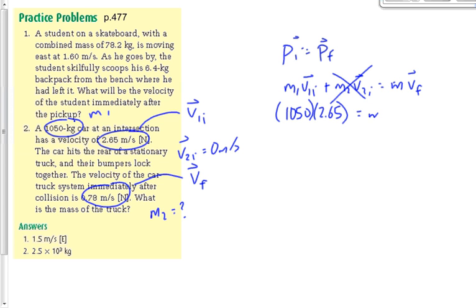Right. Let's do this. Okay, let's leave M there. Solve for M. Final velocity is 0.78. What do you get for that M? I'm not sure what it is, but I'll tell you it's not 2.5 times 10 to the 3. 3,567?